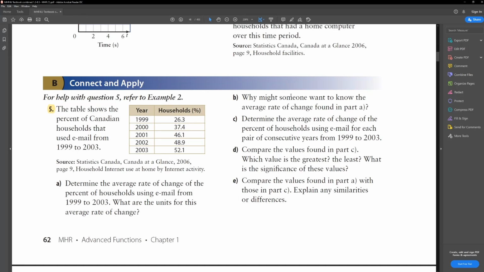C. Determine the average rate of change for the percent of households using email for each pair of consecutive years from 1999 to 2003. Well, I'd rather you do this. However, I'll just do one simple example that shouldn't take long. I'll do 3 of them and then you'll continue with the other ones.